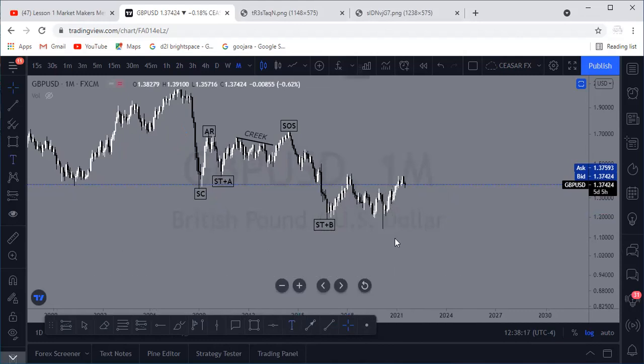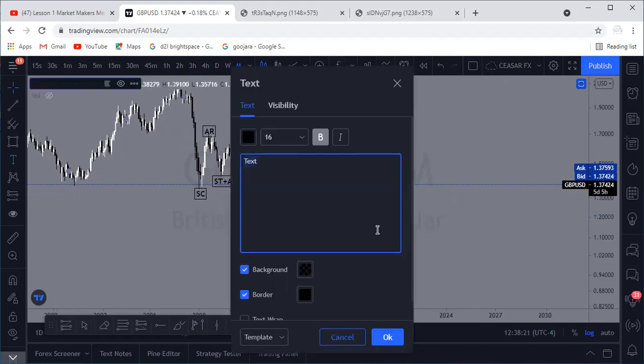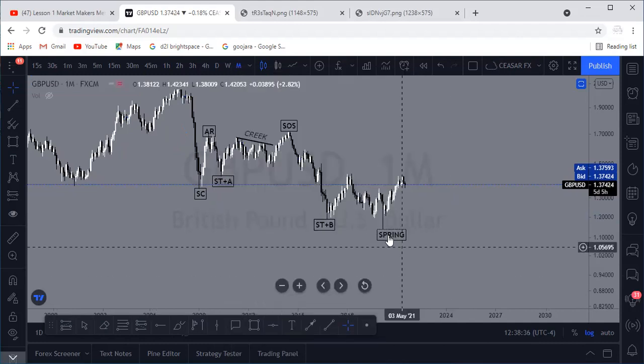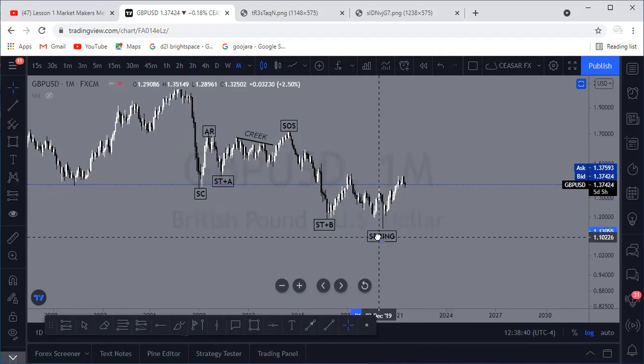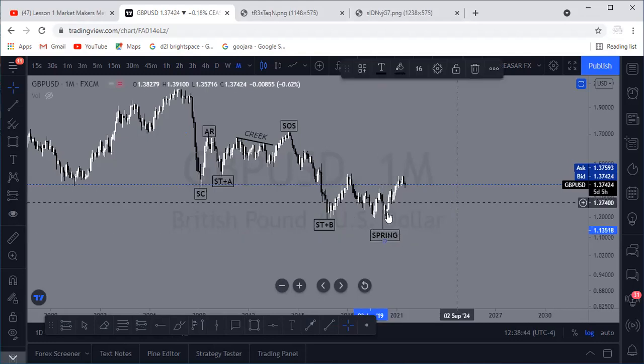So we also got the spring here below this low, because the first thing that we're supposed to be getting is a secondary test in phase B. After that one, we must have the push to the downside, which creates the spring. So now we finally got our spring here below the secondary test in phase B. It has to be below the secondary test in phase B, the spring.